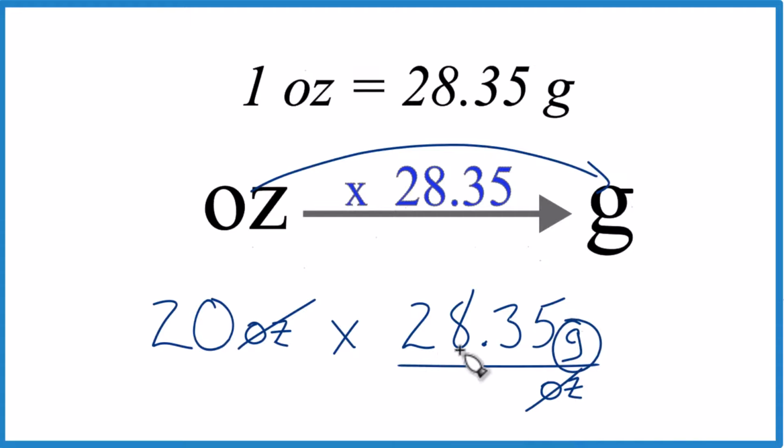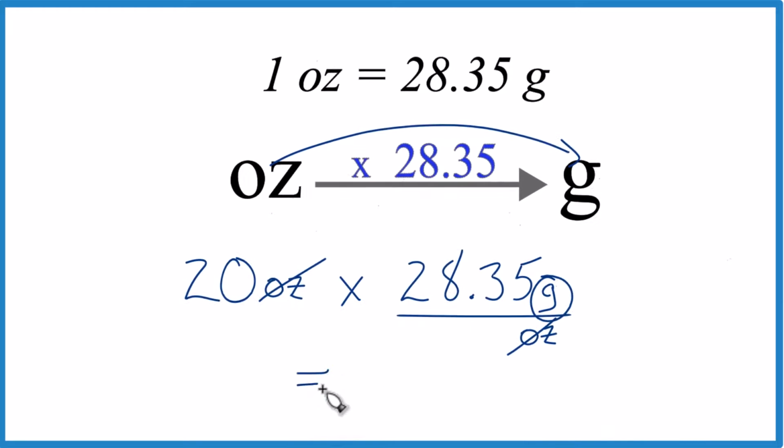So it's 20 times 28.35, and that equals 567. And the units, those are the grams. If you wanted to go from grams to ounces, you could just divide by 28.35 as well.